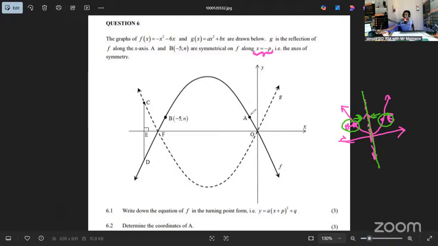So if this point is symmetrical to this point along the line x equals minus p, it means minus p would be exactly somewhere here in the middle, such that the line would be crossing there. And if it crosses there, it should tell you something regarding a parabola. Come on, guys. We've been doing parabolas from the past. I know you might not want to answer, but what do we call this point here in terms of a parabola where it's turning?